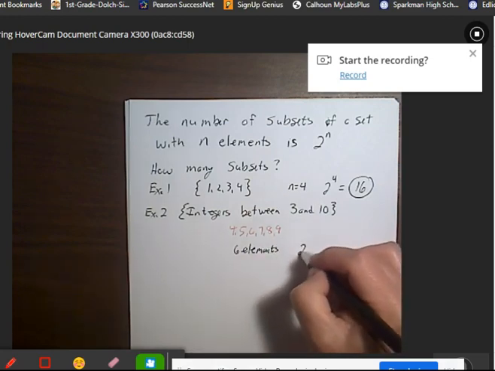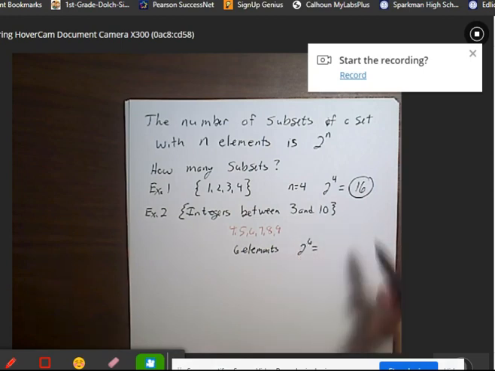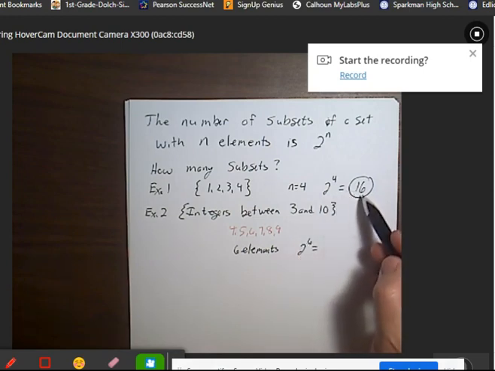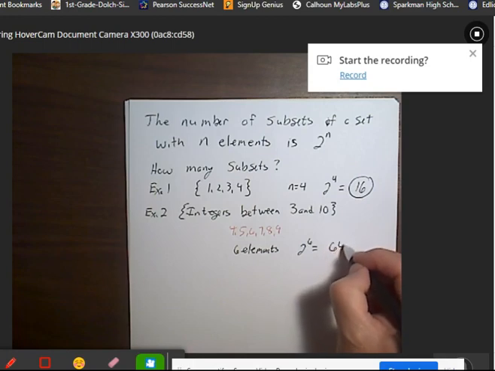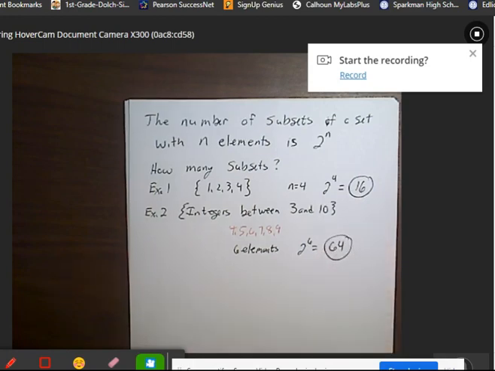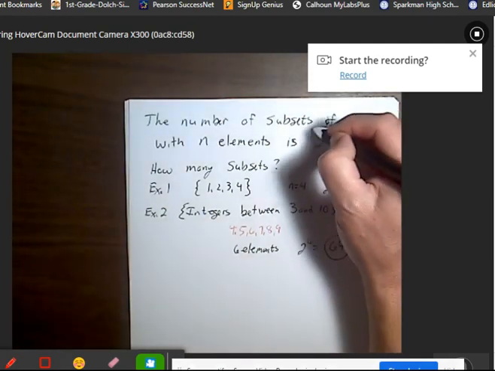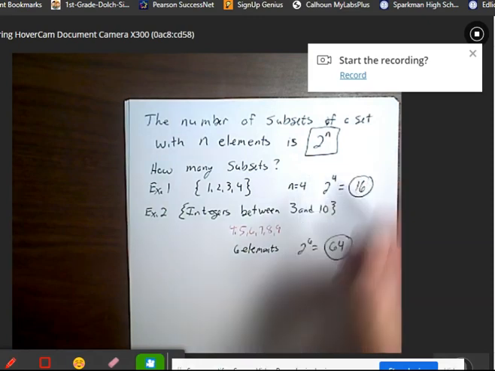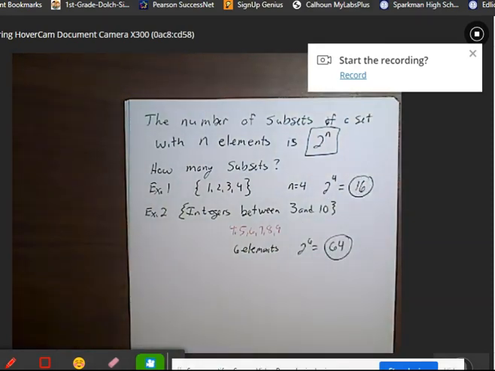So that means you've got to do 2 to the 6th power. So if 16 was 2 to the 4th, times 2 is 32, times another 2 means that there would be 64 subsets you could do with that one. Okay, so one easy little formula when you're finding out the number of subsets is just 2 to the n power, where n is the number of elements that you're looking for.